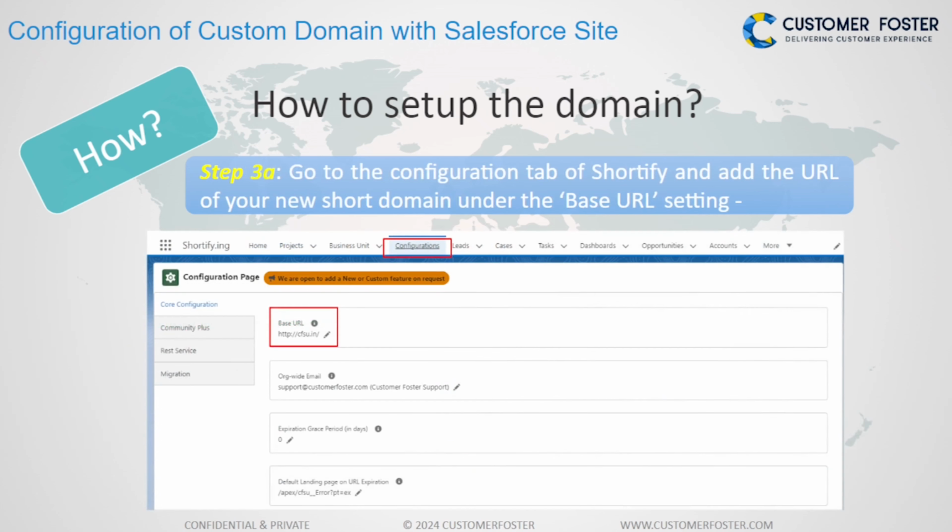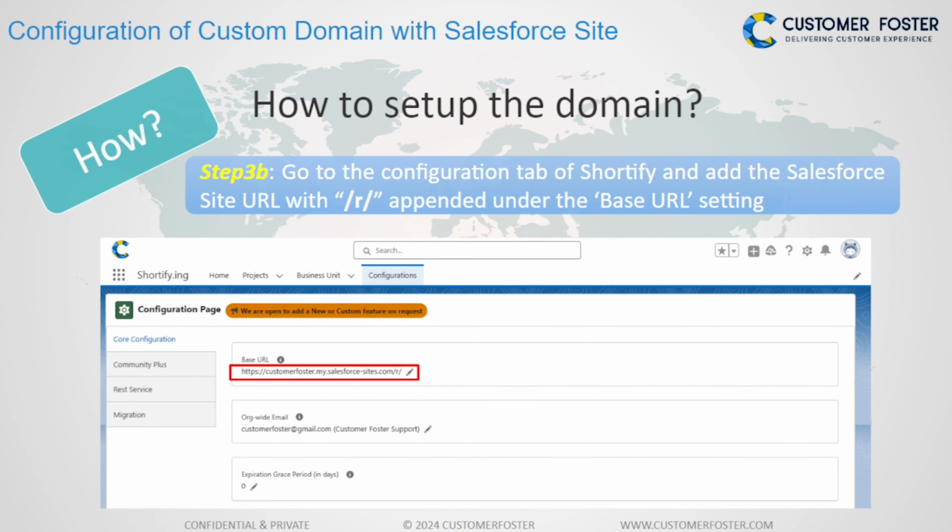Now, log into the Shortify application, access the Configurations tab, and update the base URL field with your short URL. If a custom domain is unavailable, utilize your Salesforce site URL as the base URL, ensuring to append /r/ to the site URL, following the on-screen instructions. With these steps completed, your new short domain is ready to kickstart your Shortify journey. For further assistance, don't hesitate to contact our support team via email at support@customerfoster.com.